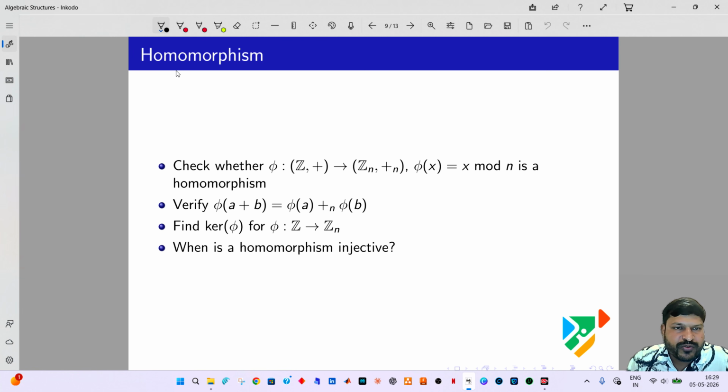So what is a homomorphism? It is a function from one group to another group satisfying a certain property. So what is that property? Phi of A plus B equal to phi of A plus phi of B modulo n. So is this true? Can you verify that this property is satisfied?